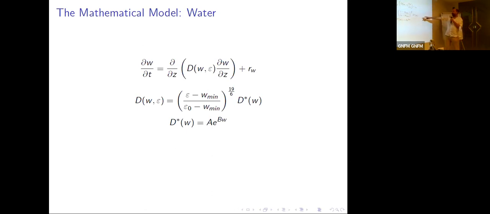As we found in literature, we define this. We consider this formula for the diffusion. So we essentially separate the contribution of epsilon from the contribution of the water. The exponent 19/6 is a fitting parameter to take into account the rest of the script. So also that. It is easier to remember when you do some calculations.